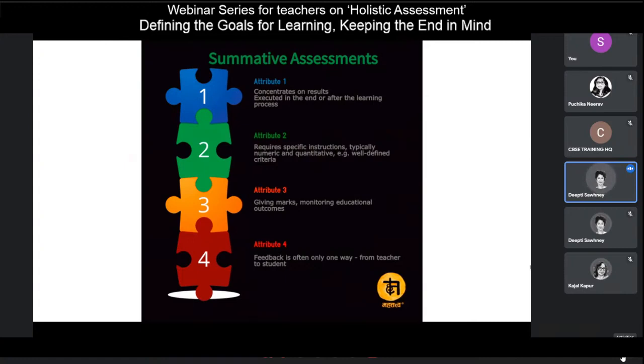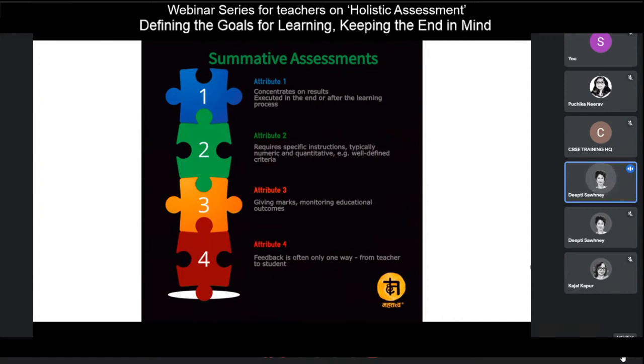So when we talk about summative assessment, it concentrates on the results. Here we are looking at specific instructions. Especially, we have a very, very well-defined criteria as to what is wrong and what is right, and what are the marks or the grades that the children are going to get. And if you really look at it, the summative is something which is one way, where the teacher talks to the student and lets them know how they have actually learned the process.